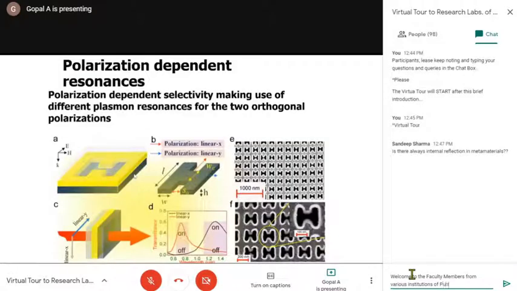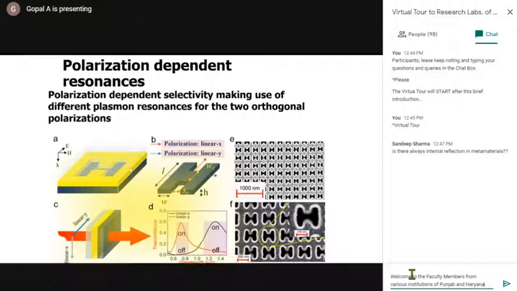So one thing, for example, here is polarization-dependent resonances. If you have a pattern like this, an array of H structures, if the electric field polarization is this way, it gets transmitted. If it is this way, it doesn't. So now these two resonances, one is for 0.8 micron and the other can be designed for 1.55 micron. These are the important fiber optic wavelengths. So depending on the polarization, you can filter your light out.